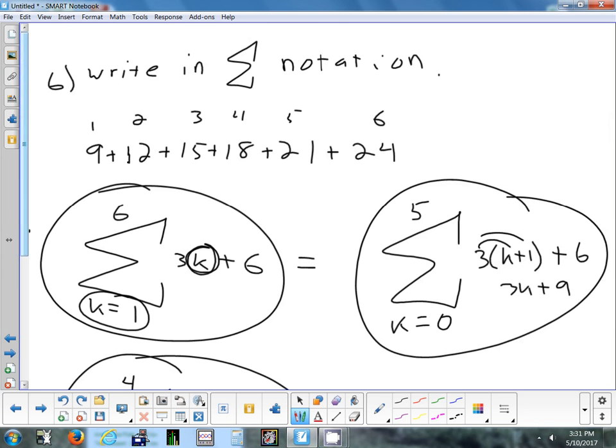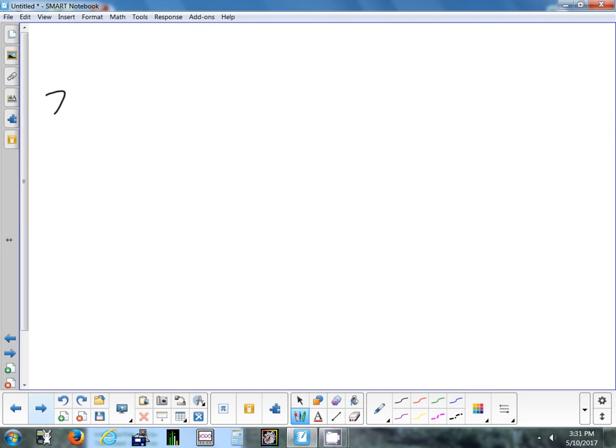I think I need to work on that. Okay, and the last thing that we can really go over is finding the sum of the first n terms in a sequence.